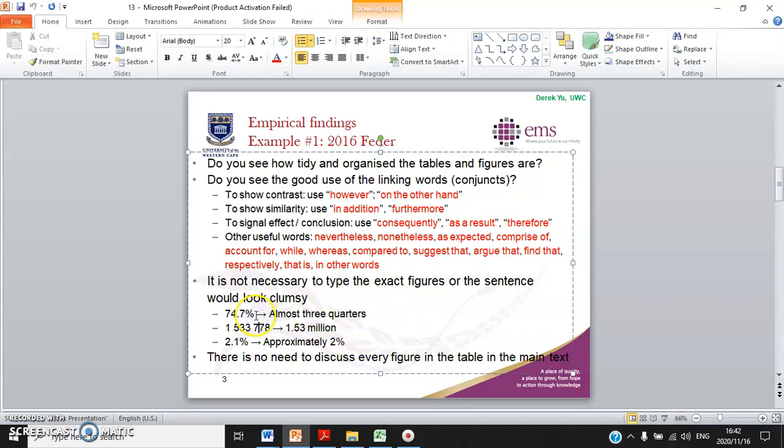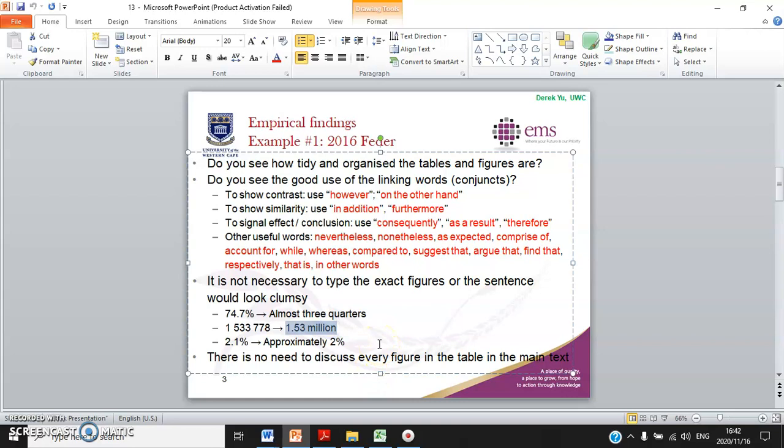Just to show more variety, maybe this is an example. She has a figure called 74.7%. You don't have to always show the exact figure. You can use words such as almost 3/4. And for a table, she shows the exact number of people. But in your written paragraph, you don't need to type the whole 7 digits. You can use your own words such as 1.53 million.